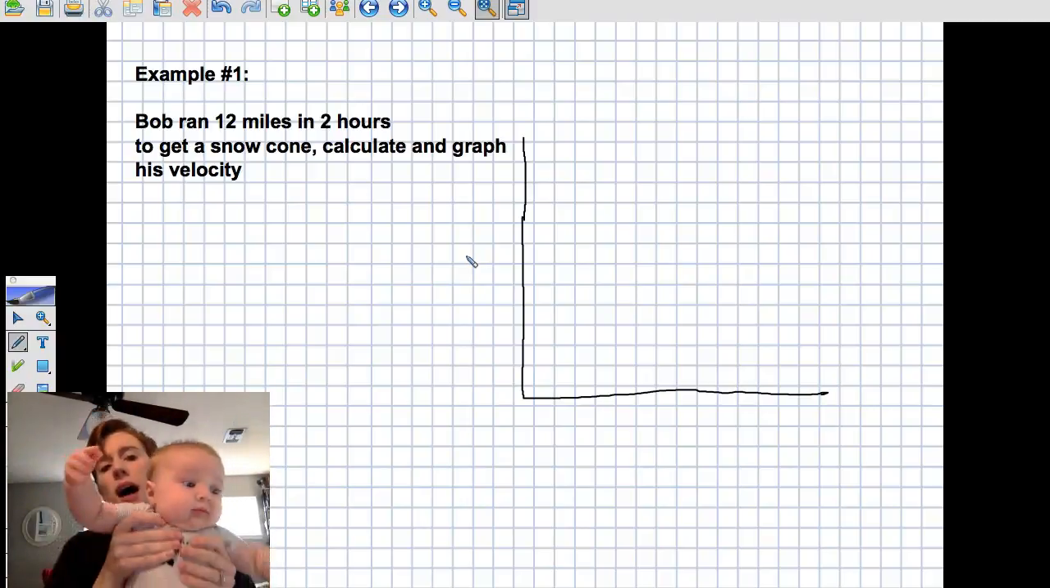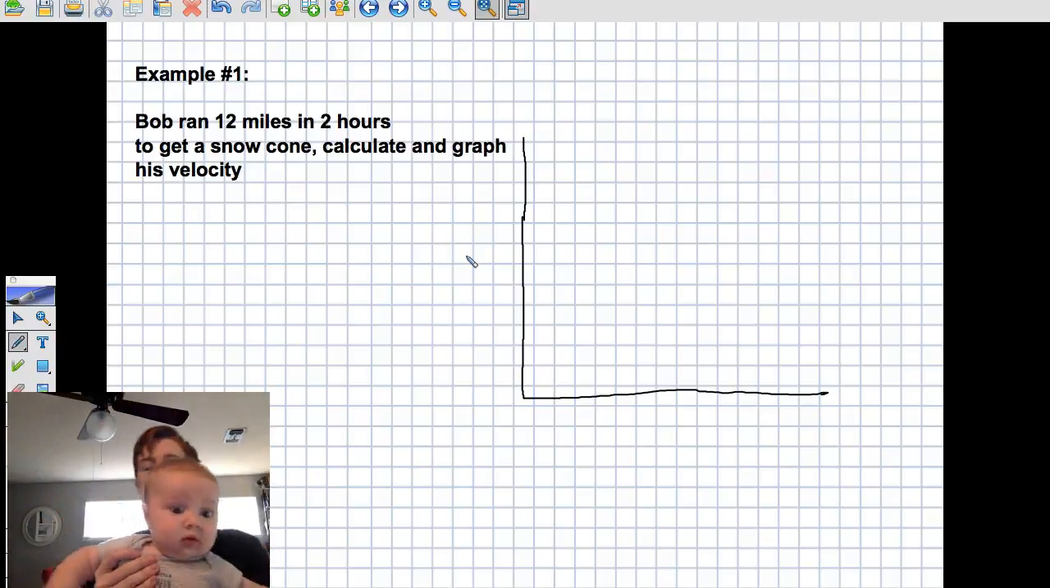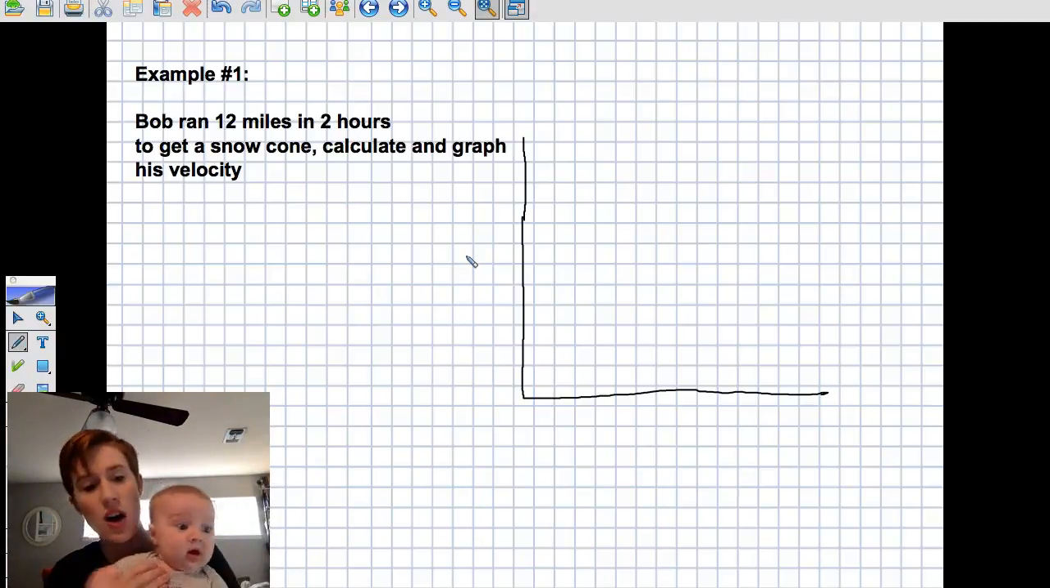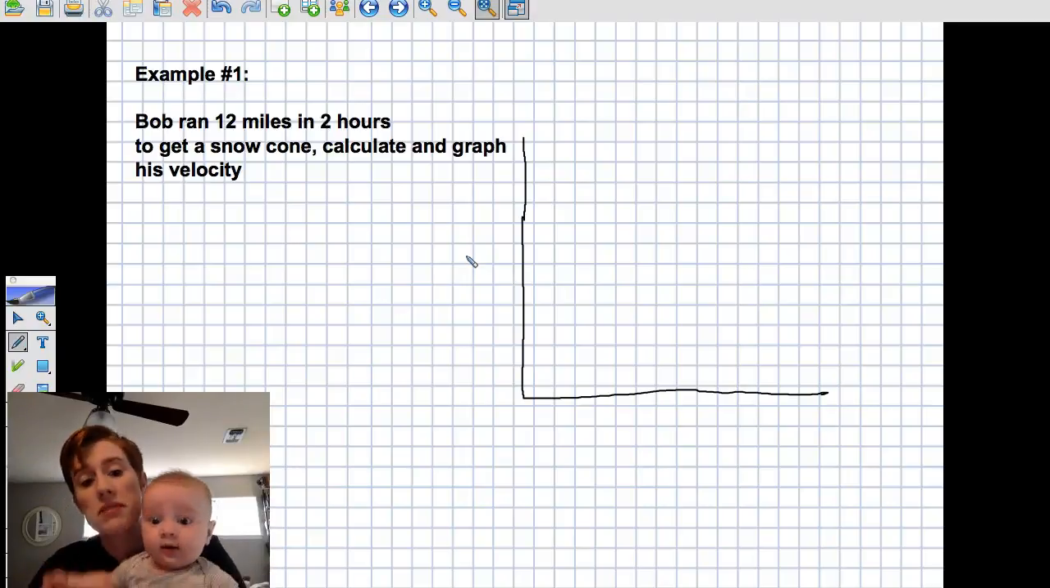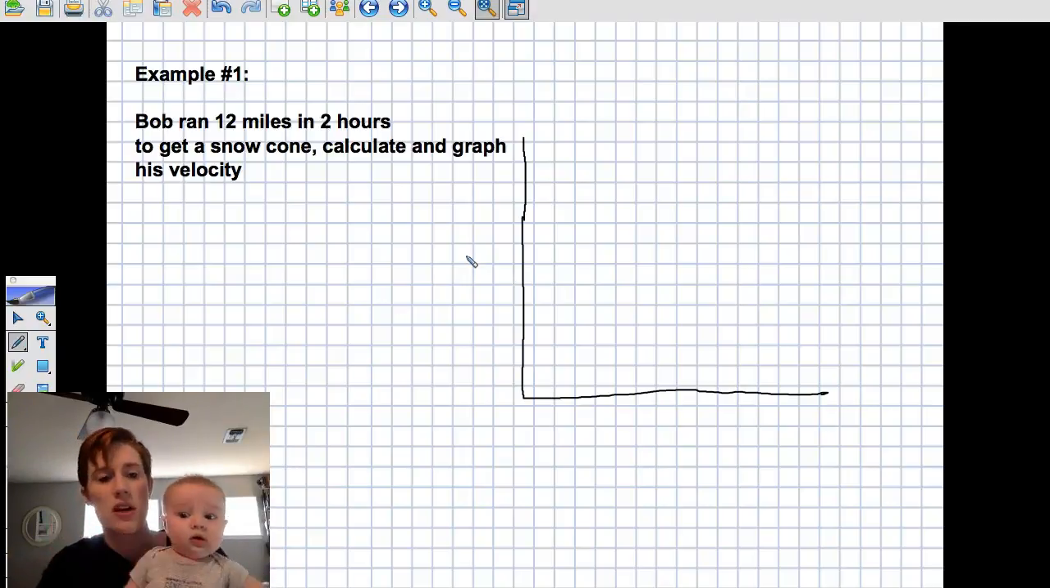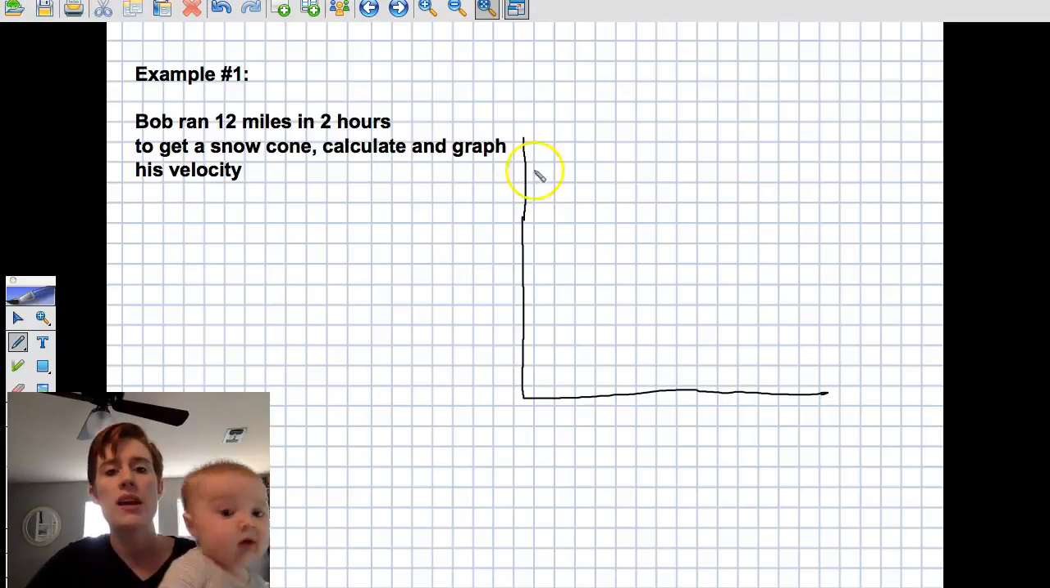Example 1. Bob ran 12 miles in 2 hours, which is not awful. It's actually pretty good to run 12 miles in 2 hours. To get a snow cone, obviously, because those are great. Calculate and graph his velocity.